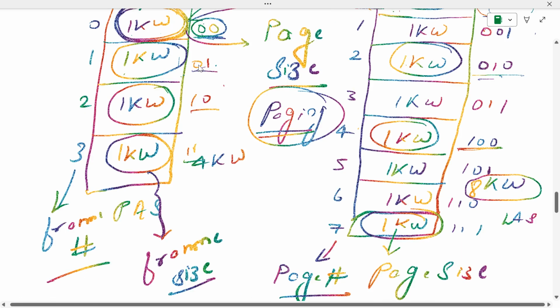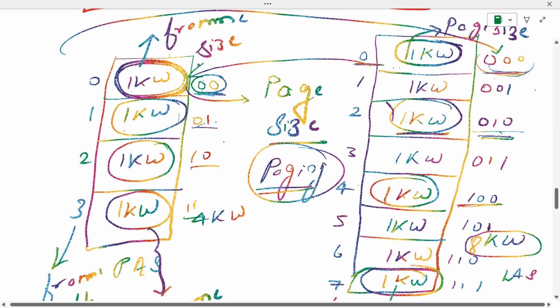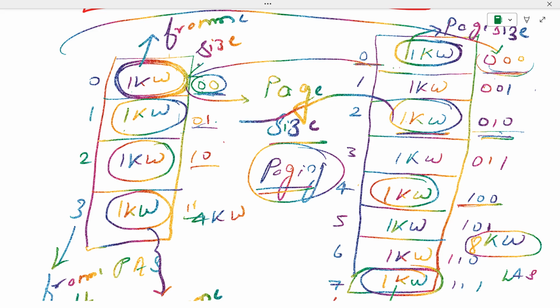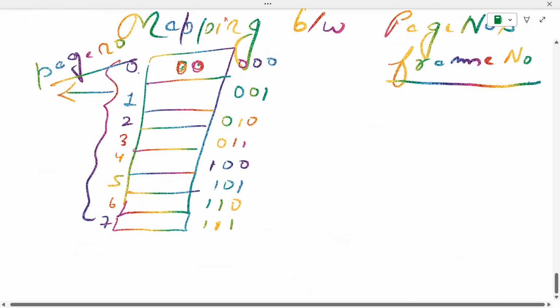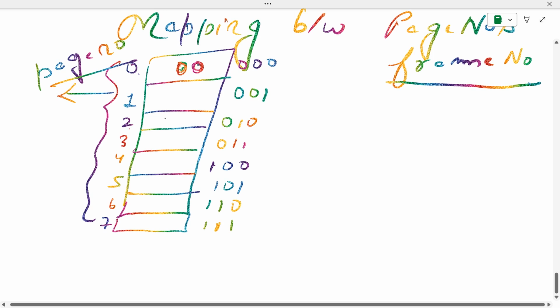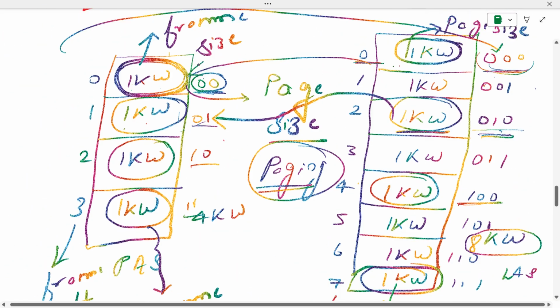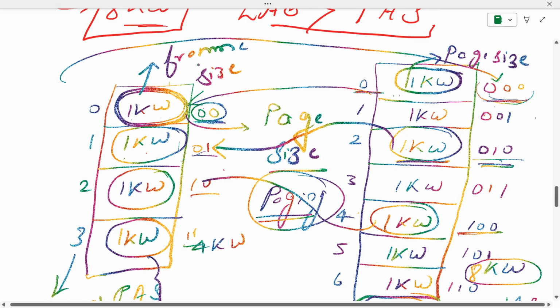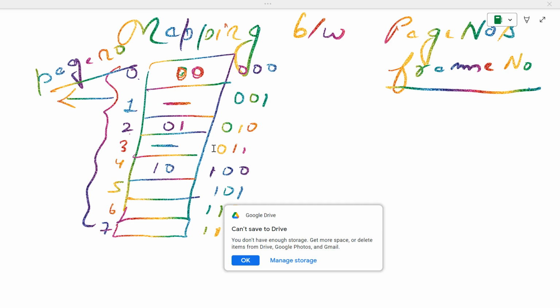Now if we talk about another page, this is the second page, and this second page is present, let's say, in the first frame. So we will write in the second page's entry that it is in the first frame. For the first page we don't have any frame located, so we will keep it blank. Next, the fourth page is present in the second frame, so we write it like this. For the third page we don't have any frame, so we will keep it as null.